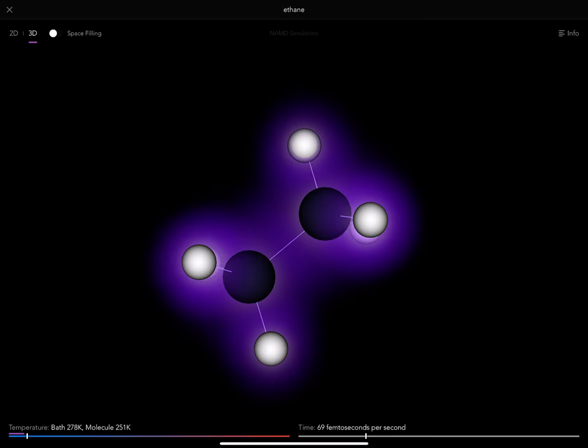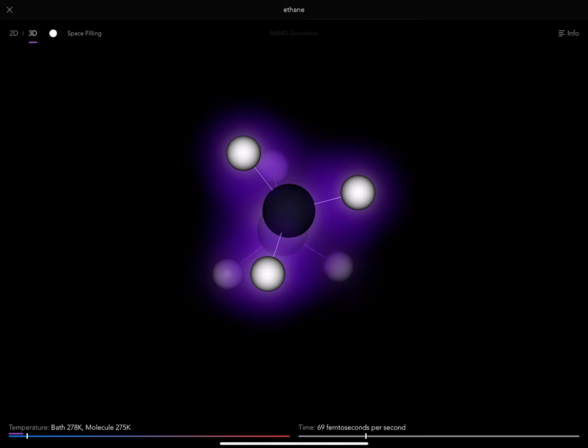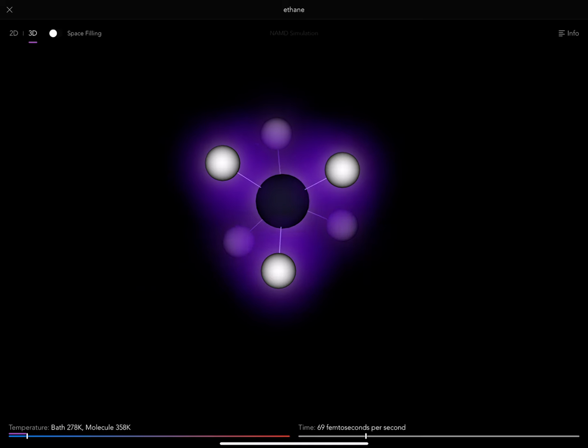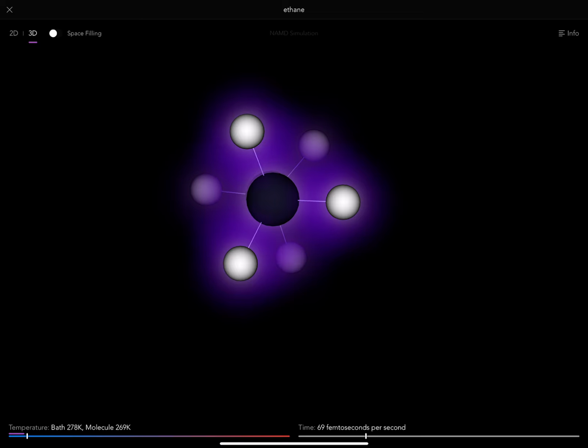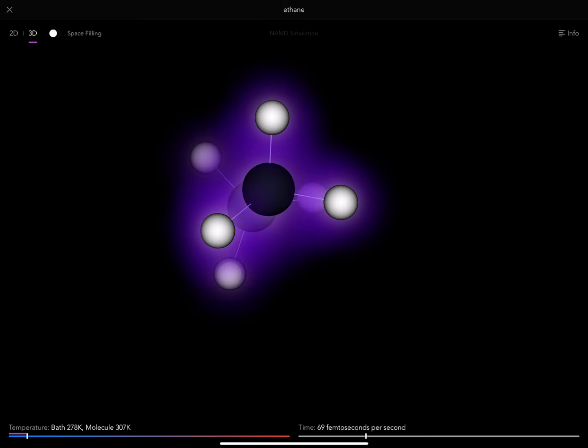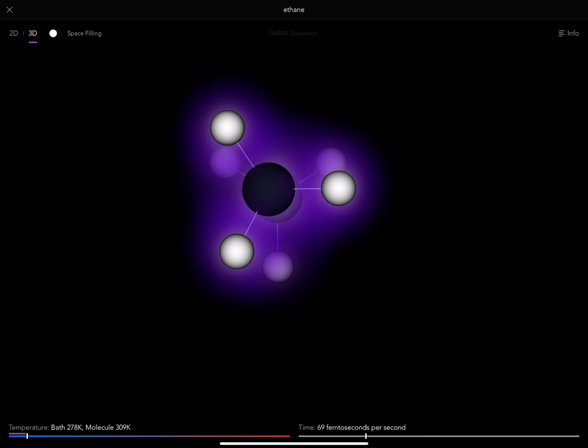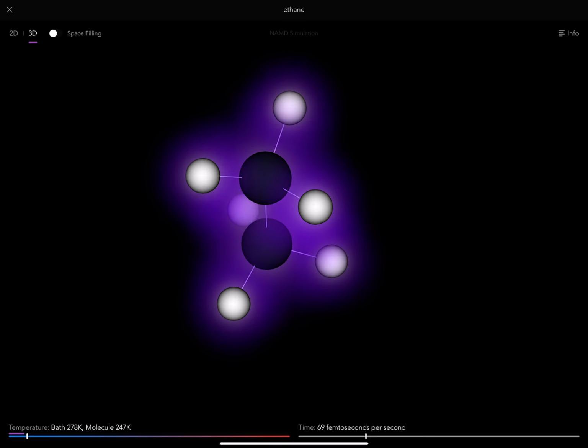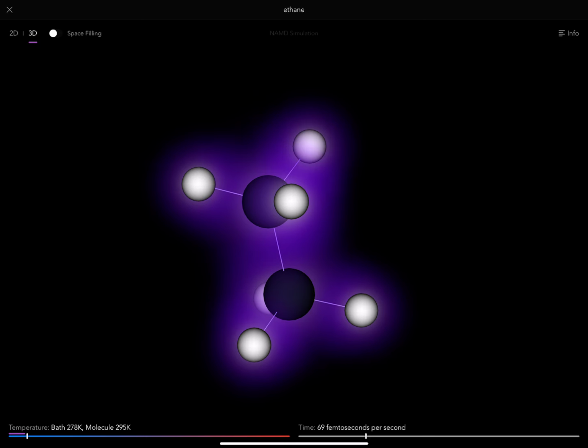Eclipsed is what we call it when they line up and overlap with each other in the Newman projection. Staggered is what we call it when they're interdigitated like this. All right? And again, that's because of electron-electron repulsion.